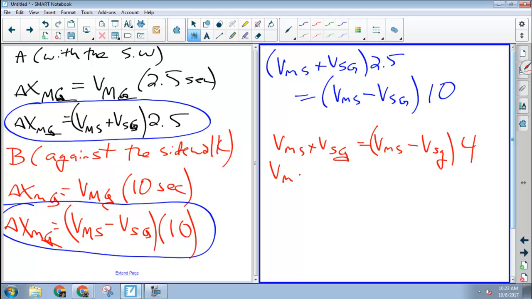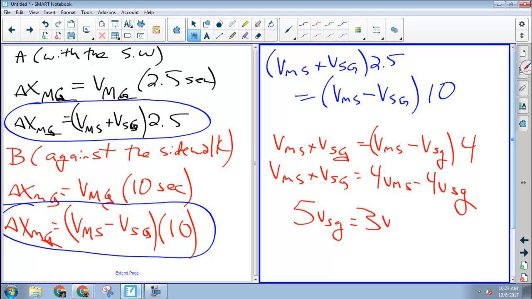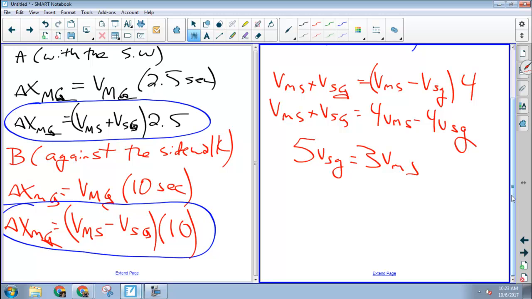So now I've got VMS plus VSG equals 4 VMS minus 4 VSG. Now what? Let's add VSG and subtract VMS. So you get 5 VSG equals 3 VMS. Follow? So let's see, I want to divide by VSG and divide by 3. So you get VMS over VSG equals 5 over 3.